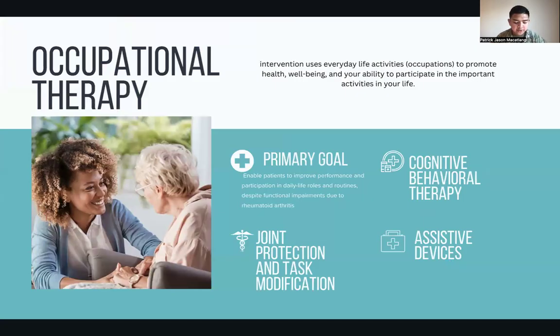So how can occupational therapy help with RA? As occupational therapists, we use interventions that use everyday life activities to promote health, well-being, and ability to participate in the essential activities in our lives. Our primary goal is to enable patients to improve performance and participation in daily life roles and routines despite functional impairments due to rheumatoid arthritis. Some of the treatments that we do that would help clients with RA are joint protection and task modification, assistive devices, and cognitive behavioral therapy.